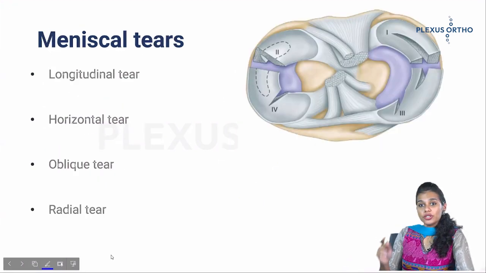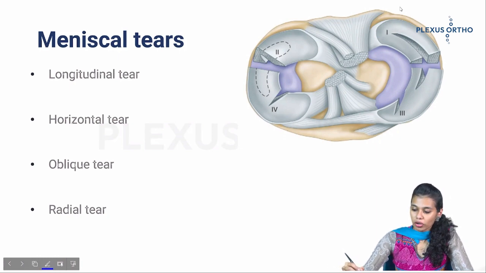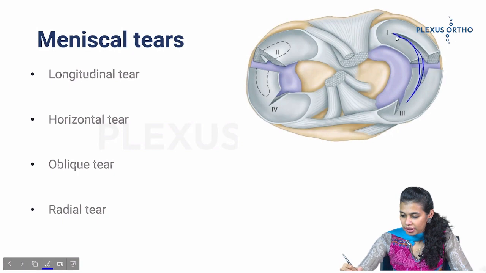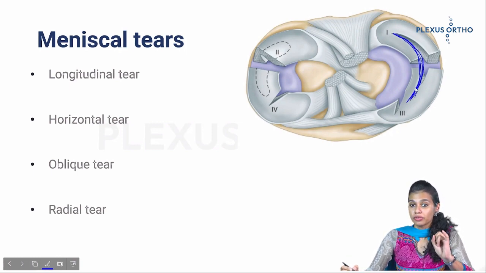Okay. So coming to the meniscal tears, that is the types of meniscal tears, the first one is the longitudinal tear as it is described in this diagram. It just extends anteroposteriorly, and we can understand that this is one of the most common tears.